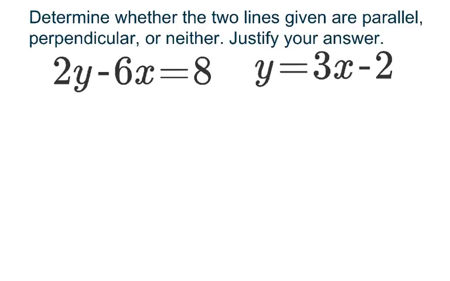This question asks us to take a look at the two lines that are given to us and determine whether, if we graphed them, they would be parallel, perpendicular, or neither. So before we can do that and justify our answer, we're going to need both of these to be in y equals mx plus b, because that's the best way to identify the slope.